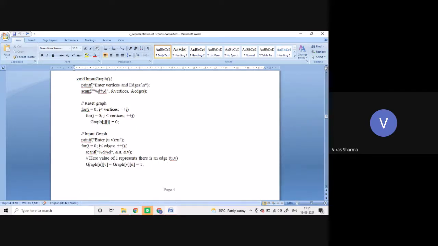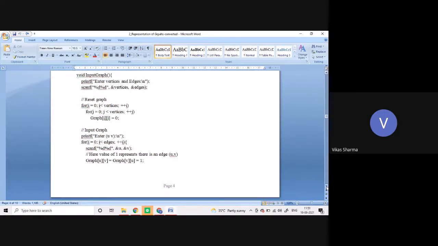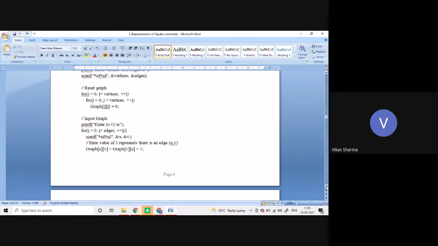So again we are setting graph[u][v] equals graph[v][u] equals 1, because we have already said that the adjacency matrices of an undirected graph are symmetric, with values equal to 1. So this statement is true.